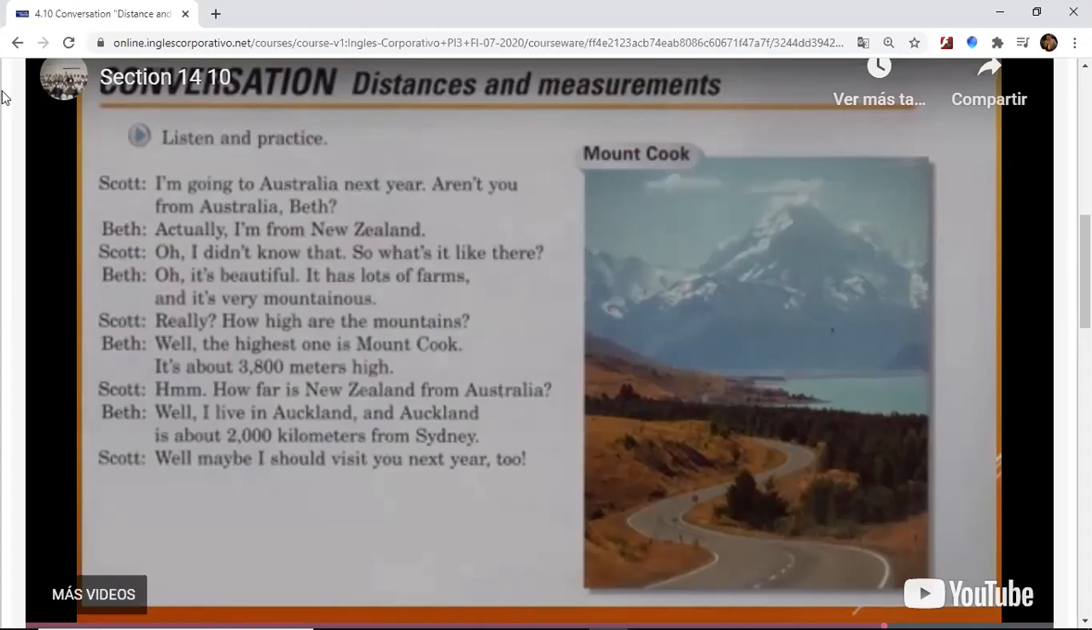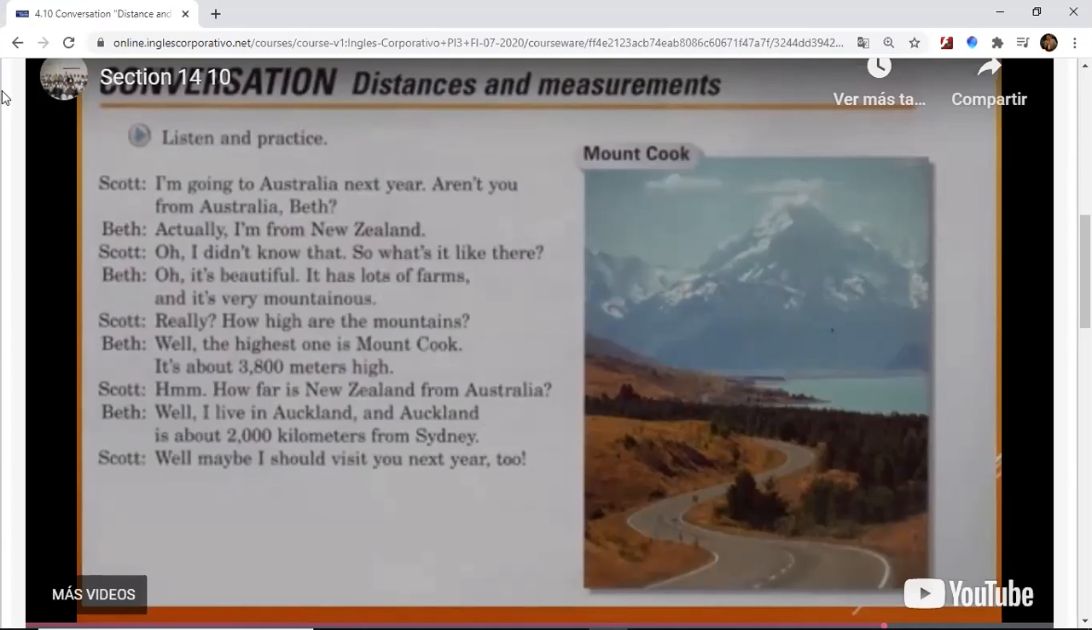Now, Iris Palacio, please, you're going to be Beth. And Jose Perez, you're going to be Scott, right? Ready? Yeah, right. Ready. Ladies and gentlemen, one, two, three.